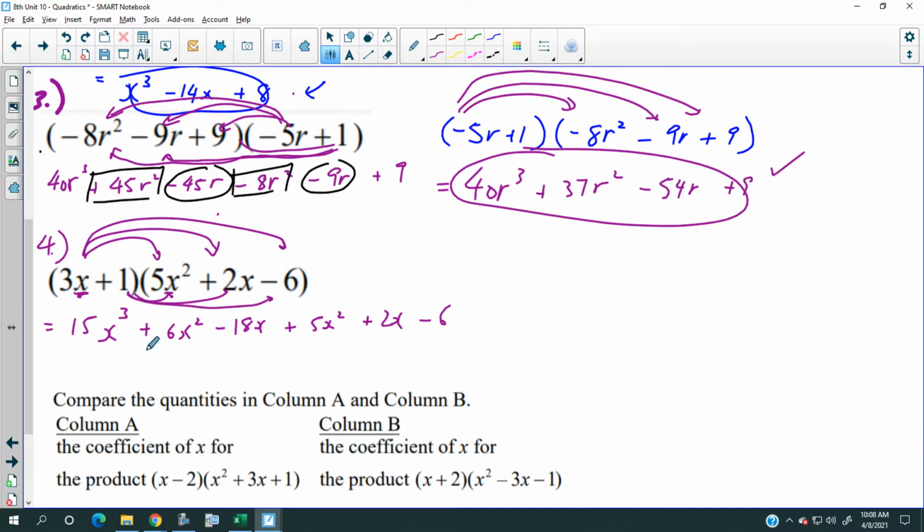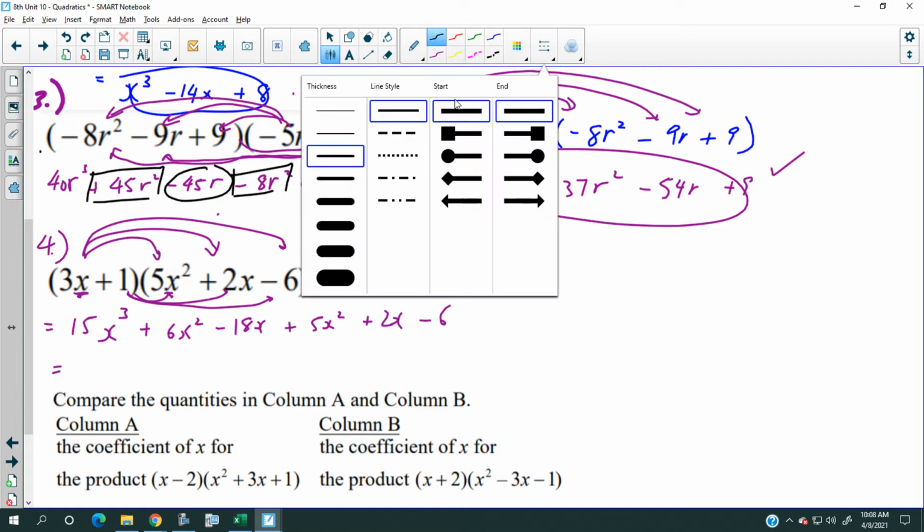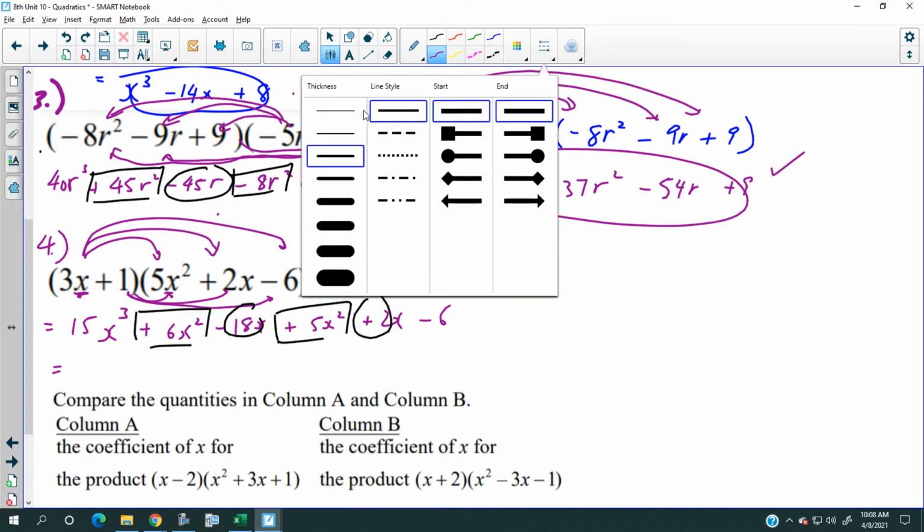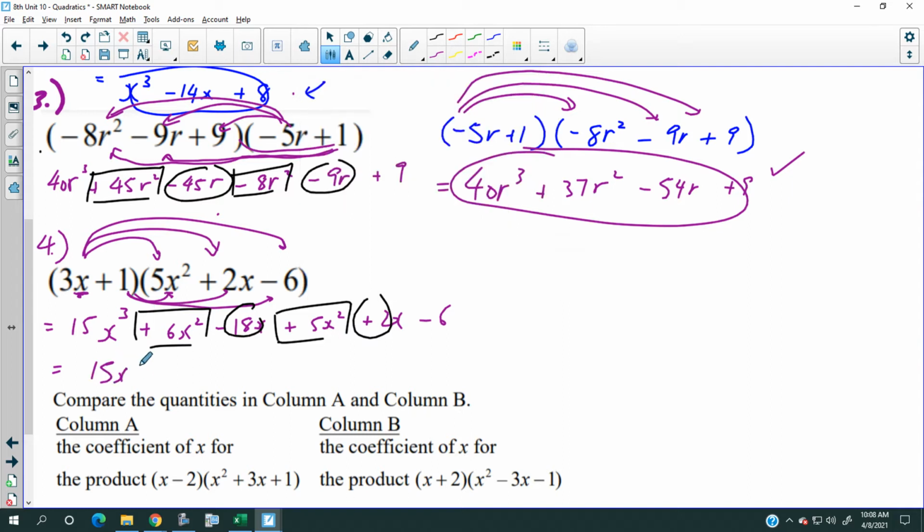All right, that's that. Combine like terms. What is that? 6x squared, 5x squared, like that, right? Don't forget that negative there. 15x to the third, what is that? 6x squared plus 5x squared, so that's plus 11x squared. All right, what is that? Negative 16x minus 6. And that's it.